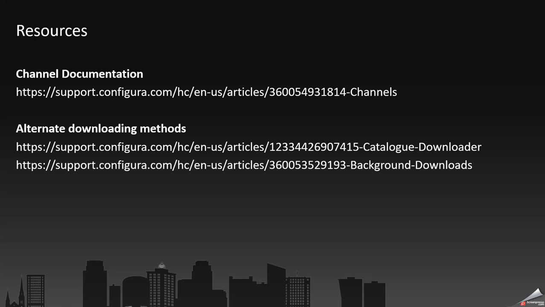And then there are a couple of other downloader features you could potentially try instead of using Cloud Sync. I didn't try these to prove if they would work or not, but there's the new catalog downloader, and there's also background downloads that you could try to get some files.